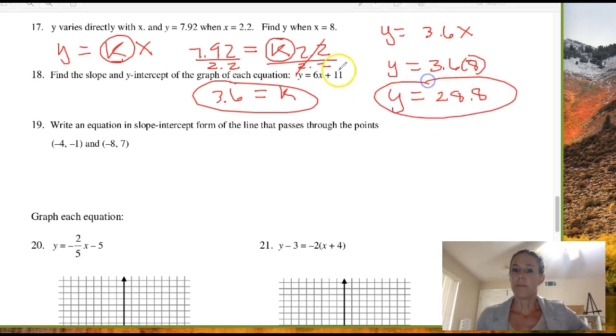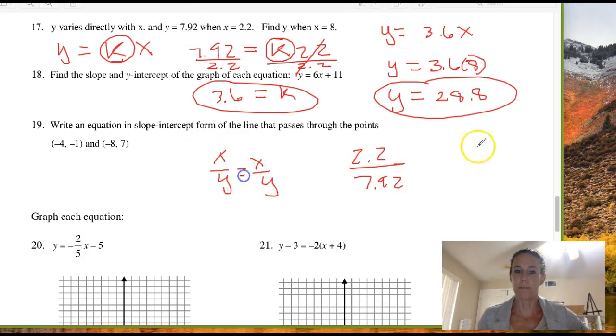And you're done. Now, another way you could have done this is set up a ratio. If x is 22 and y is 2.2, you could have gone 2.2 when y is 7.92. So you could have gone x is to y as x is to y. 2.2 is to 7.92, and then you could have gone 8 over what is y. And then you would do cross multiplication.